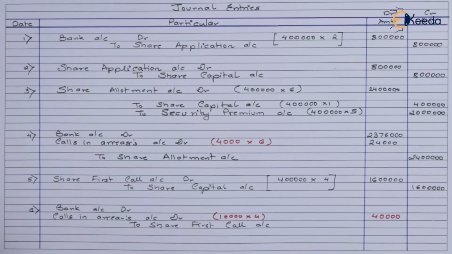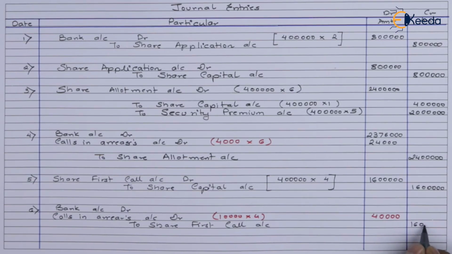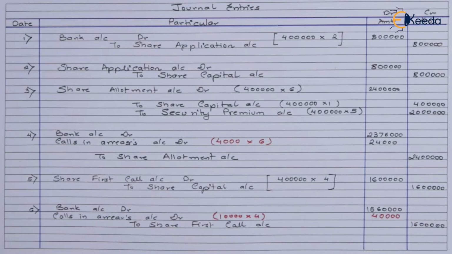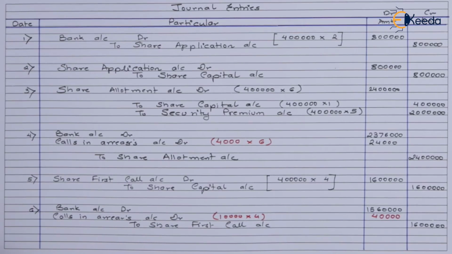So out of the amount that we have here of 16 lakh rupees, we are not supposed to receive 40,000, because that hasn't been paid. So whatever balance is left will be a part of our bank account. So in our bank account, we have received somewhere around 15,60,000 rupees. Now, the point of discussion comes down to this: after the first call, the company decided to forfeit Mr. B's shares. That means 4,000 shares are supposed to be cancelled, written off.